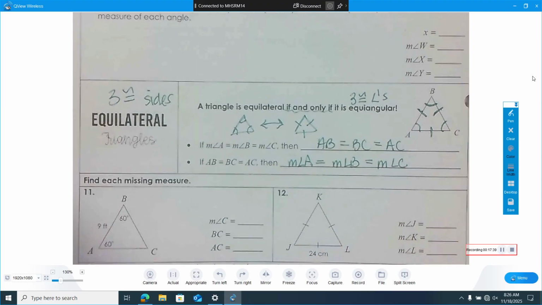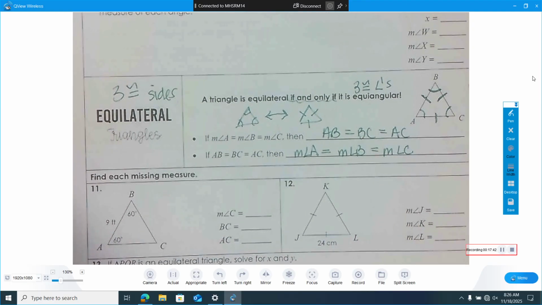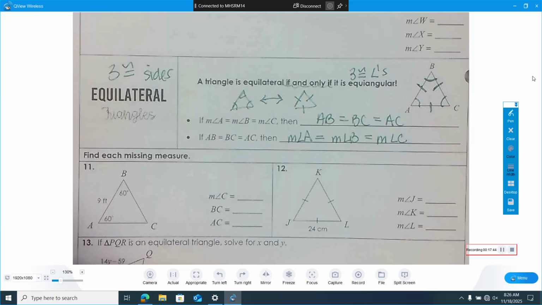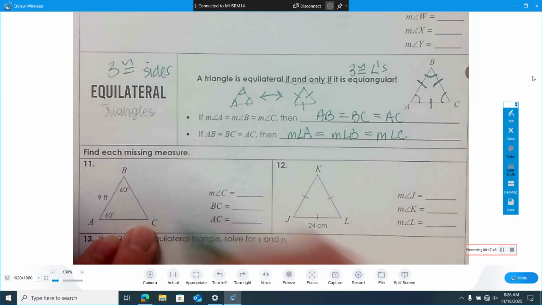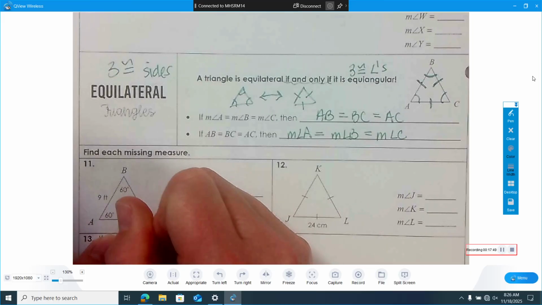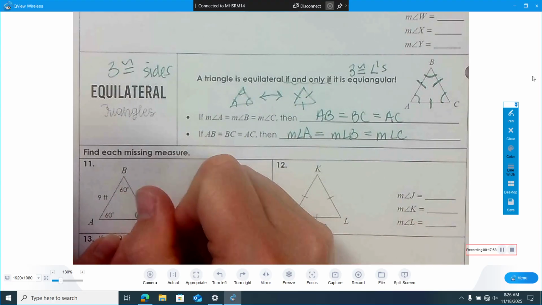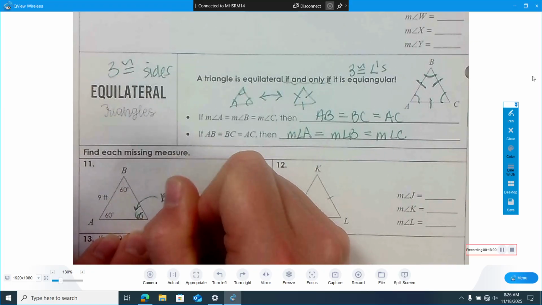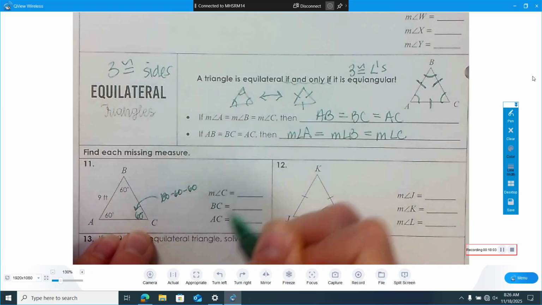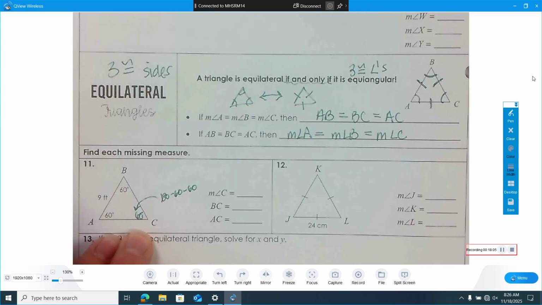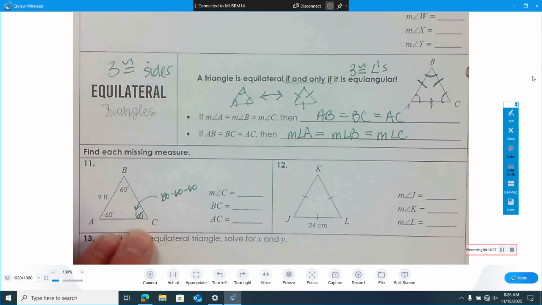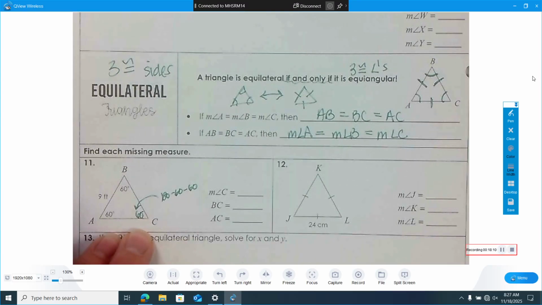All right, so find each missing measure. Number 11, what's the measure of angle C? 60. How did you figure that out? Because I did 60 plus 60, which is 120, and 180 minus that. Good. Yeah, so 180 minus 60 minus 60 is going to get us another 60. So every single equiangular triangle is a 60, 60, 60. That's the only option. Okay?